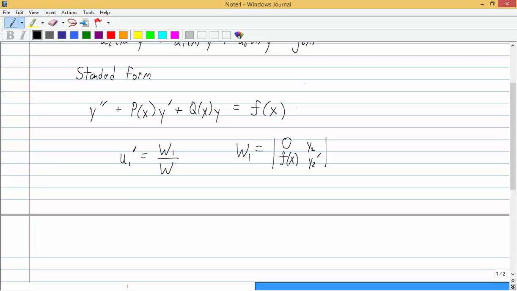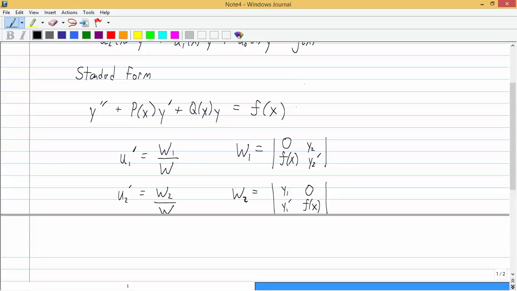And then our u sub 2 prime, and we use these to get our other answers. So our u sub 2 prime is going to be equal to Wronskian sub 2 divided by the Wronskian. And W sub 2 is equal to the 2 by 2 determinant, y sub 1, y sub 1 prime, 0, f of x.